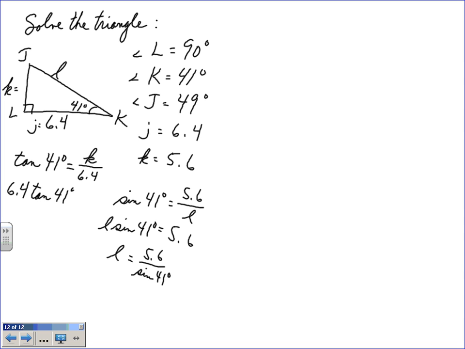What is it? 8.5. And so side L then would equal 8.5. To me, there are fewer steps here than doing the Pythagorean theorem, by using your trig ratios, don't you think? Maybe not. I mean, whatever you feel comfortable with. Okay, solve the triangle.